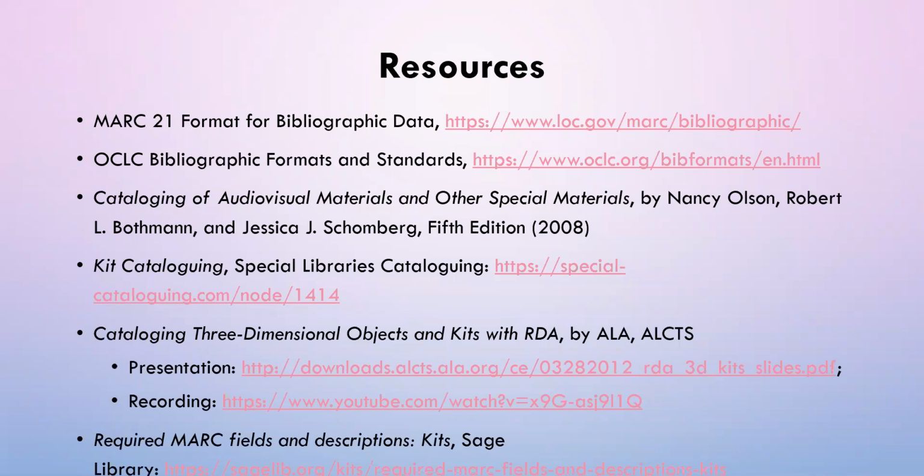Other resources are Kit Cataloging by Special Libraries, Cataloging Three-Dimensional Objects and Kits with RDA by ALA and ALCTS. There is both a presentation slides, and a recording on YouTube, and those links are on the slide. And Required MARC Fields and Description Kits by Sage Library.